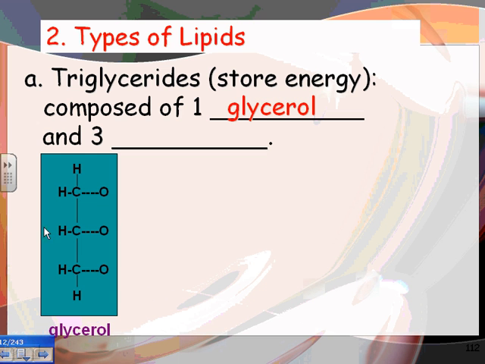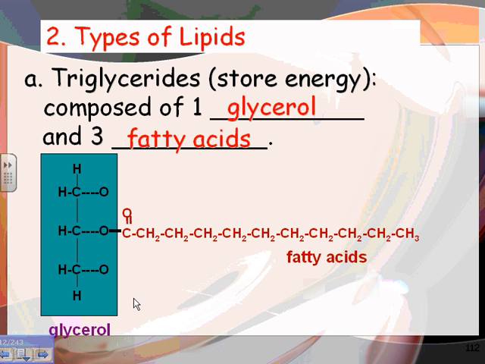You certainly don't need to memorize this part, but you've got 3 carbons, and each of the carbons is attached to 1 or 2 hydrogens and to 1 oxygen. And then there are 3 fatty acid molecules. And so here's what one fatty acid molecule looks like.